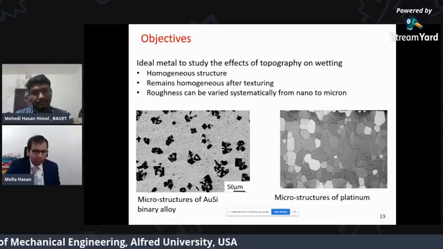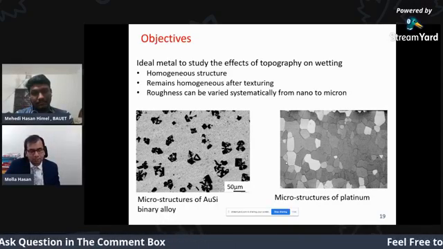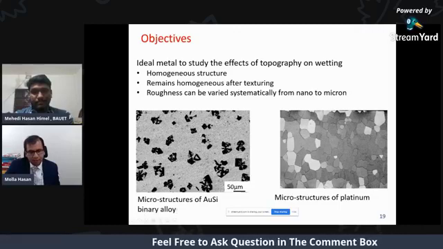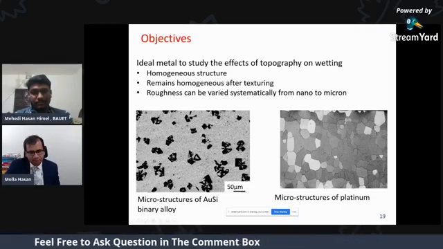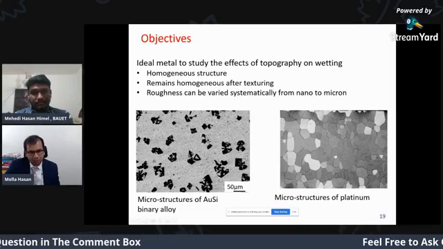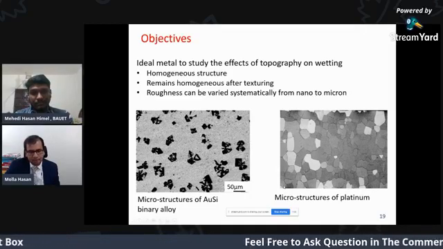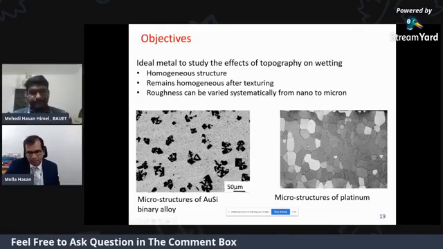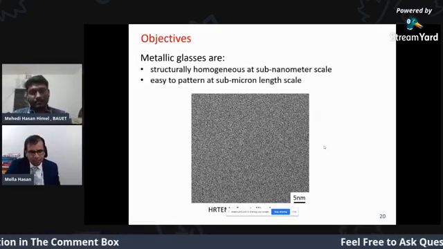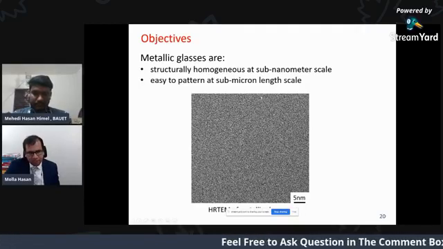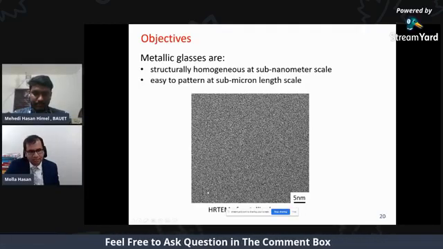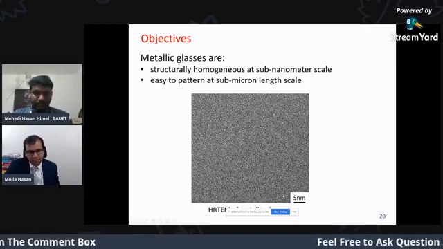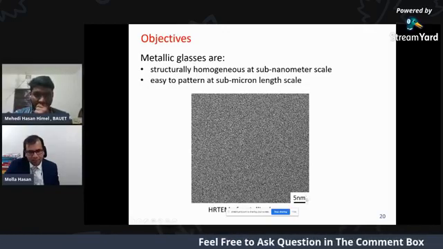Now, traditional metals and alloys are not homogeneous at the microscopic level. As you see, this is the microstructure of a gold-silica binary alloy, and these black spots are the silica-rich phase and the white is the gold-rich phase. And this is the microstructure of platinum. As you see, these are grain boundaries, so these are not homogeneous either. There is an alloy called metallic glass, which is very homogeneous at the sub-micron length scale, actually the sub-nanometer length scale. This is a TEM image. As you see, how homogeneous it is.